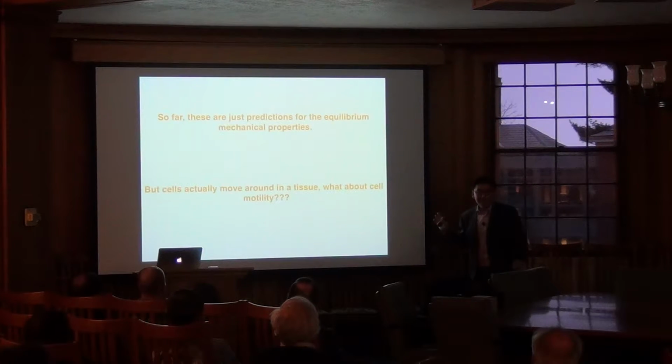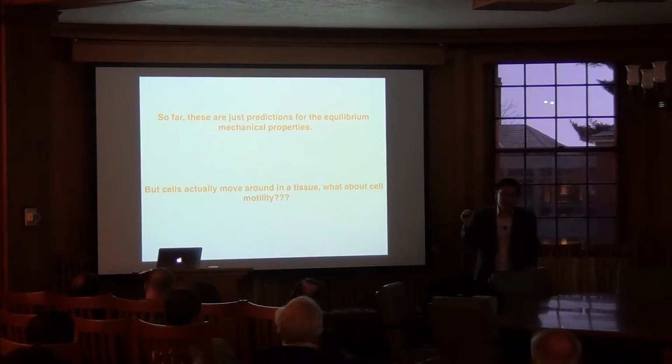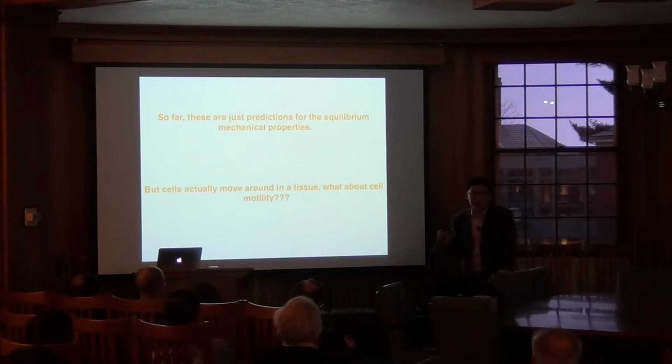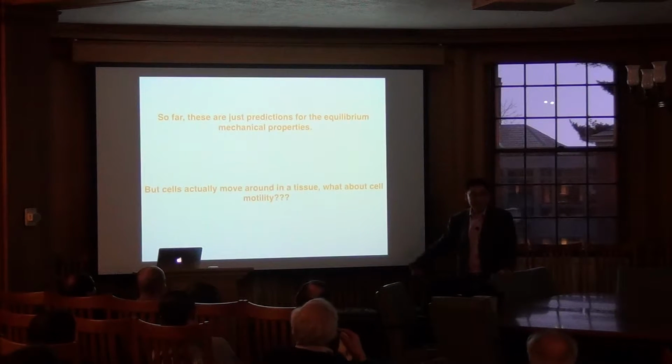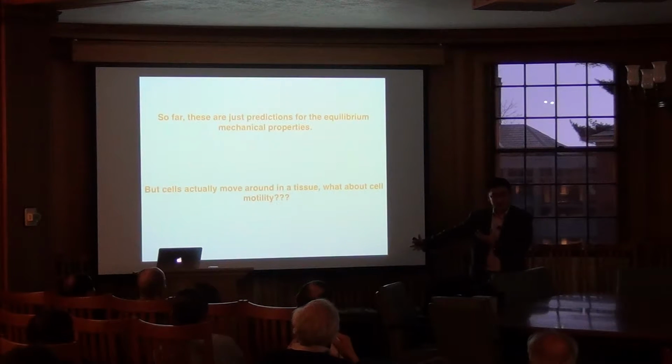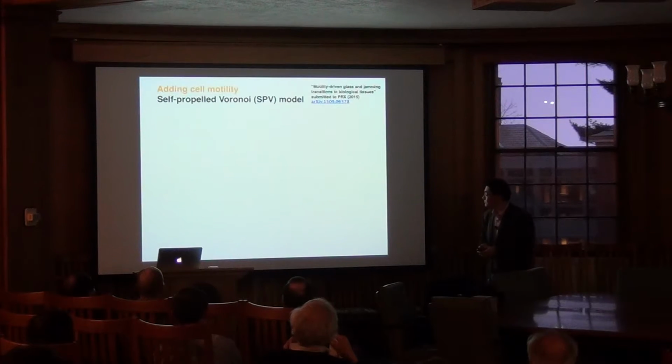So far, I've talked about the equilibrium mechanical property of a tissue. I've talked about minimizing energy to calculate the work that the cell needs to do. But it's really not a dynamic model, right? You will look at the videos from before and say cells are really moving around. Where is cell motility? So next, I'd like to talk about my implementation of putting cell motility together with these into this vertex-based model for cells.